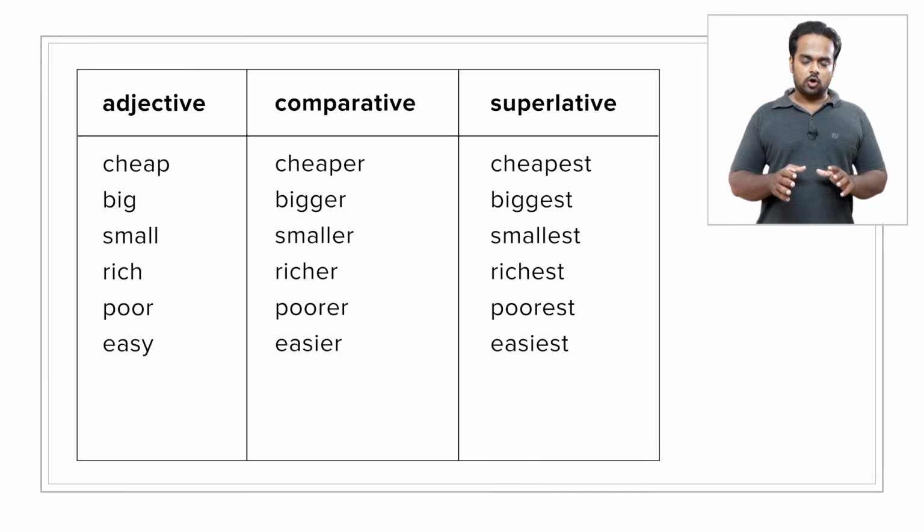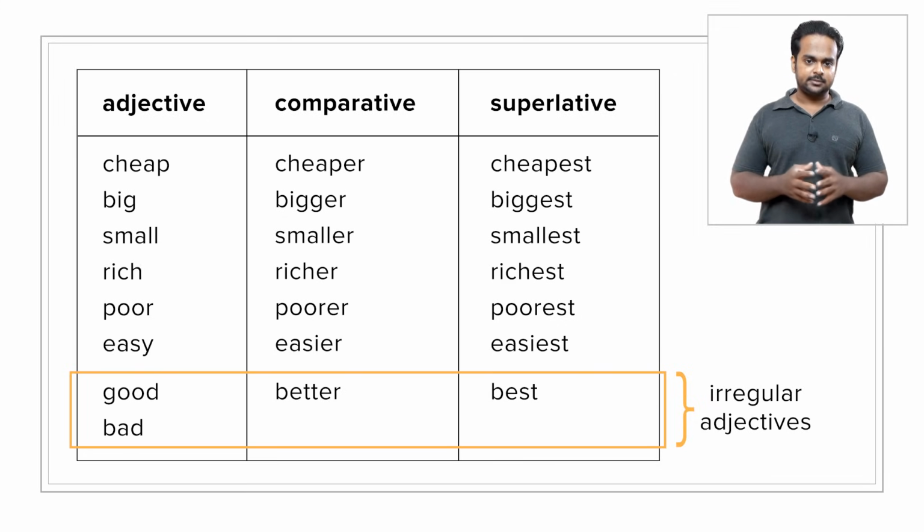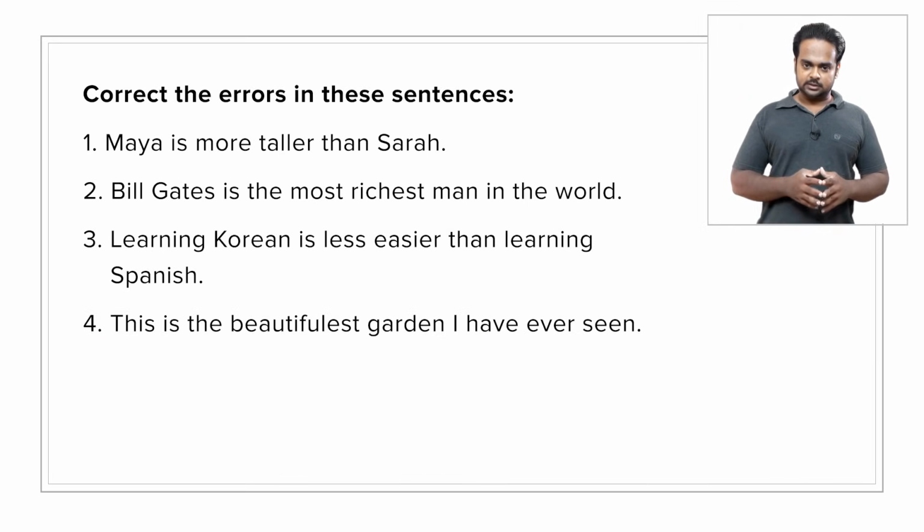Some adjectives are called irregular because you cannot guess their comparative and superlative forms. For example, to compare using the adjective good, we don't say gooder and goodest. We say better and best. Similarly, do you know the comparative and superlative forms of bad? Bad, worse, and worst. So with these in mind, here are a few example sentences.